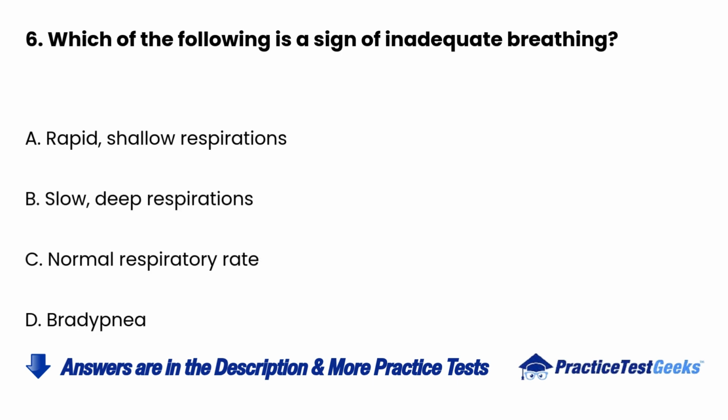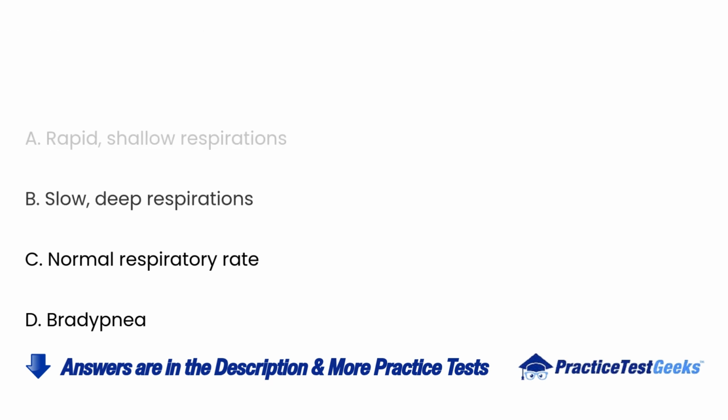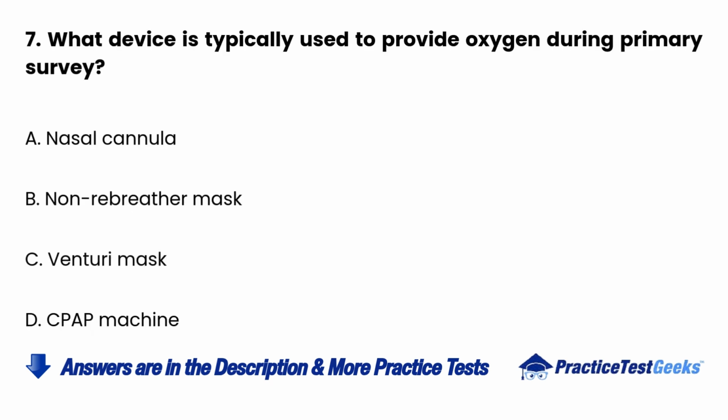6. Which of the following is a sign of inadequate breathing? A. Rapid, shallow respirations. B. Slow, deep respirations. C. Normal respiratory rate. D. Bradypnea.